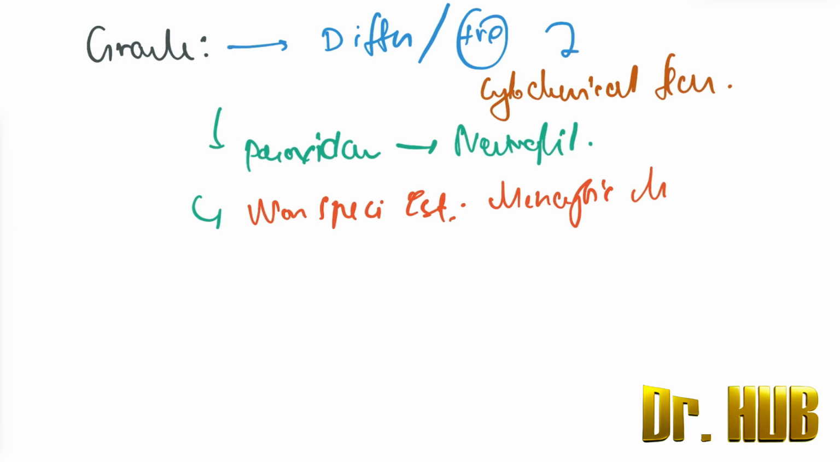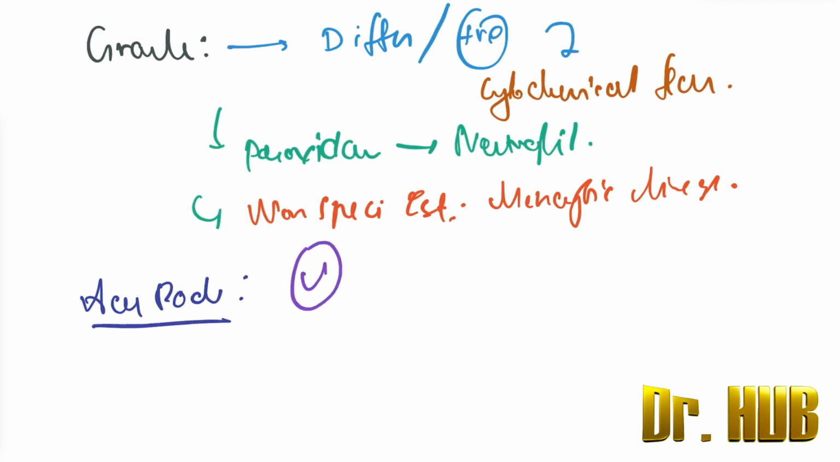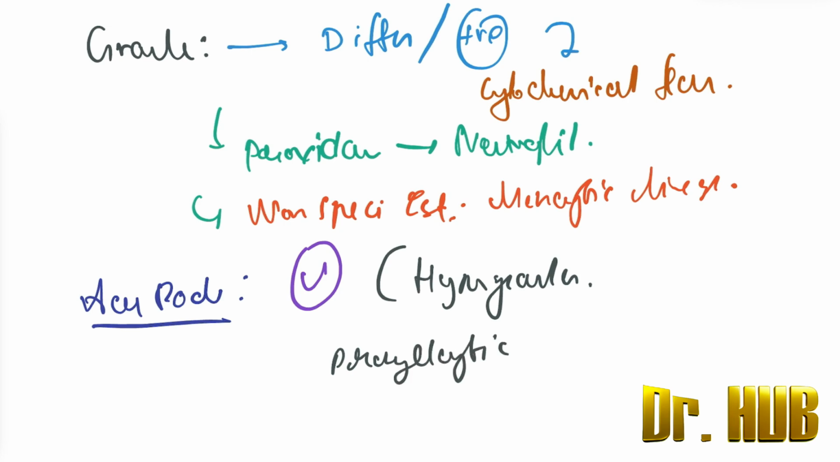Then comes the presence of Auer rods. Are they present? The answer is yes, it is present, and typically present in the hypergranular promyelocytic form.